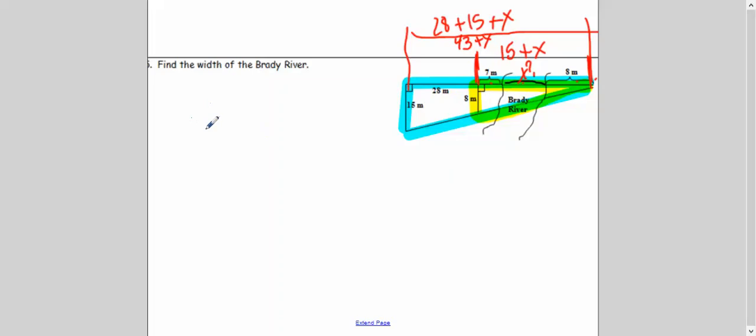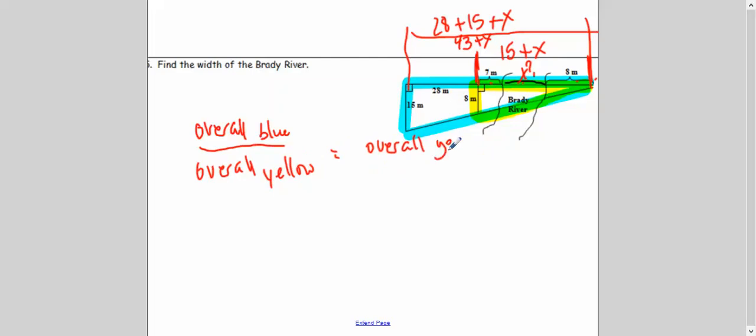Okay, so let's set it up. We're going to say the overall of the blue is to the overall of the yellow. I think it's best to write out before you jump to the numbers. Some of you love to jump to the numbers, but it's best to write out what you want your ratio to be so that you know before you start jumping into numbers. So then we would have the overall, oops, I don't want the overall of the yellow, sorry. I want the blue.